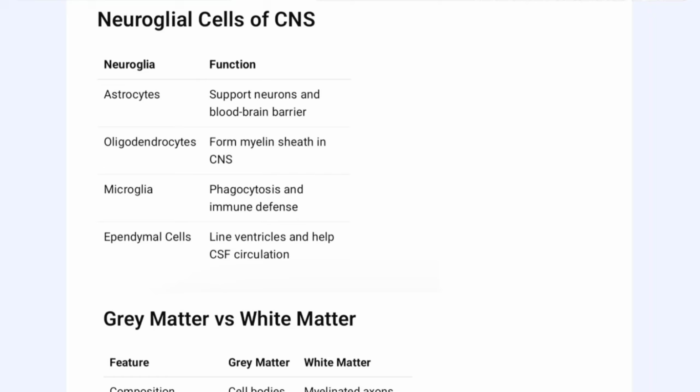Now we will discuss about neuroglial cells of the central nervous system. At first, astrocyte. It supports neuron and blood-brain barrier. Oligodendrocyte forms myelin sheath in the CNS. Microglia, phagocytosis and immune defense. Ependymal cells. It lines ventricles and helps cerebrospinal fluid circulation.